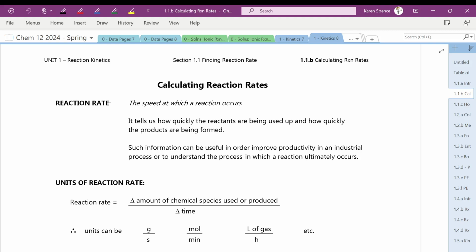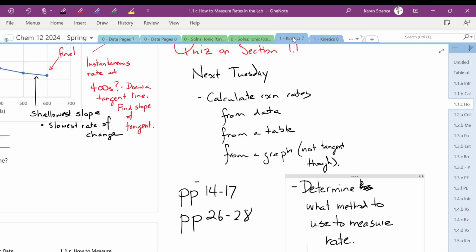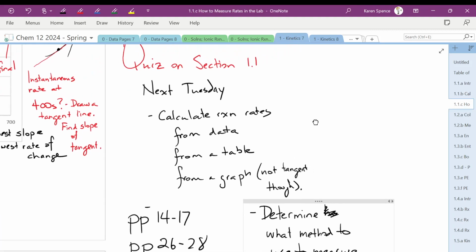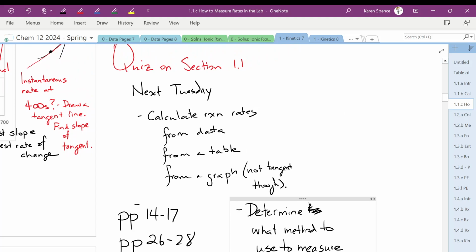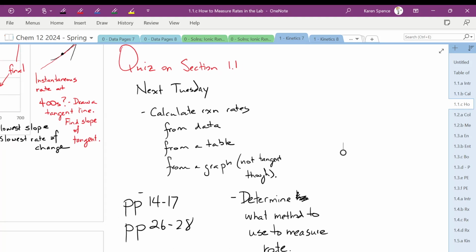I'm going to tell you guys at the beginning of class about this because I decided with my other block that we are going to have a quiz on section 1.1, because we're going to finish it today. We're going to have a quiz on Tuesday, okay? And the homework is going to be pages 14 to 17 and 26 to 28. And those will help review for the quiz.